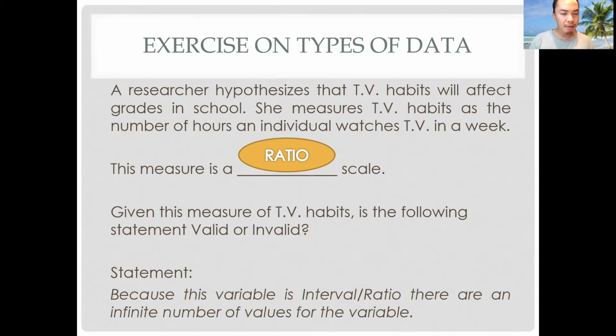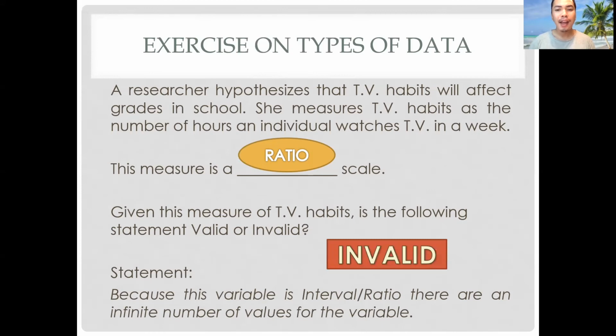Because you know already that this variable is ratio, there are an infinite number of values for the variable. Is it valid or invalid? The answer is invalid. The value could not be an infinite number because a day comprises only 24 hours. So in a week, the maximum value should only be 168 hours, or 24 times 7 days.